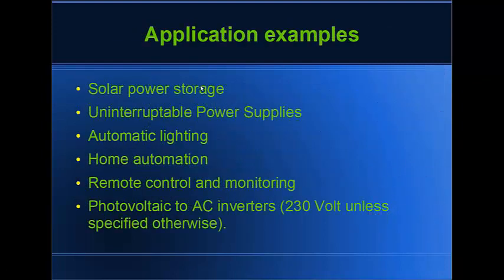So let's have a look at some practical applications for the end user. Solar power storage. This will require battery storage for use in the hours of darkness, an obvious requirement. Uninterruptible power supplies. These basically provide backup power for devices like computers, for example, to keep you operational during times of mains power failure. Automatic lighting at night is a definite help.